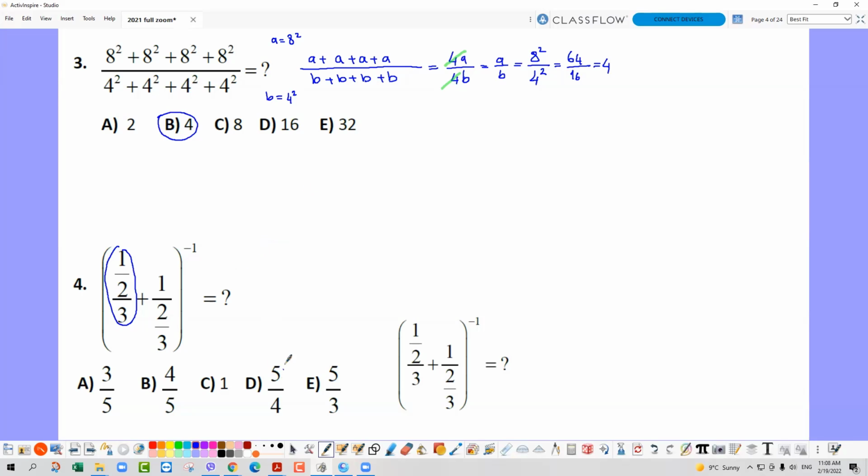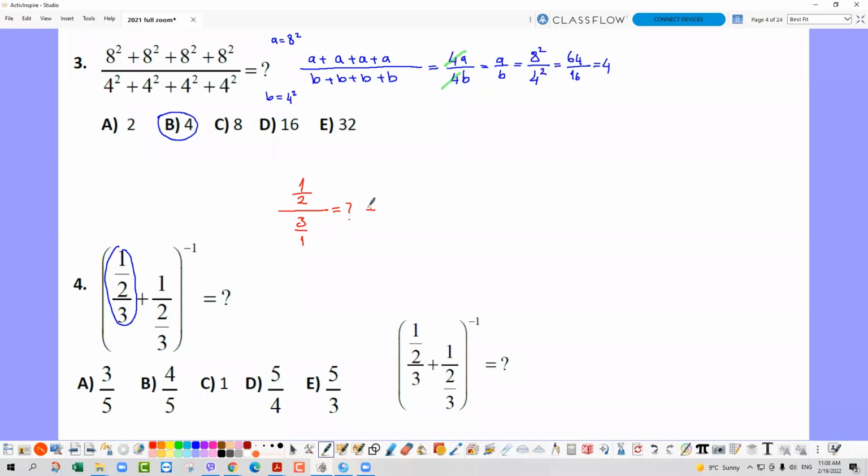So first I'm looking for what is here. I'm going to do it with a different color, maybe that one here. 1 over 2 over 3, what is it? I'm going to try to find that one. 1 over 2 divided by 3. Here we know from fraction division that 3 can also be written as 3 over 1.